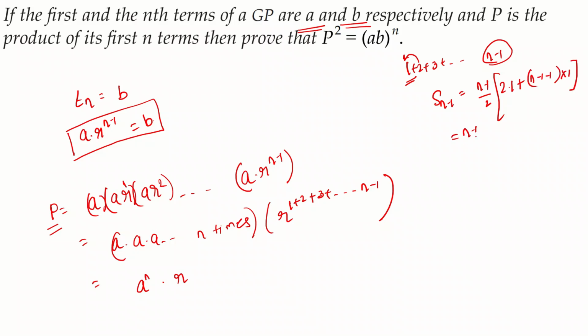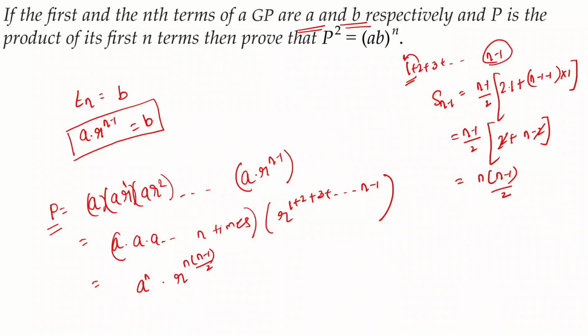So it's n minus 1 by 2. In place of n I'm writing n minus 1 because that is the number of terms. It's 2 plus n minus 2. So 2 and 2 cancel out. I get n times n minus 1 by 2. So r to the power of n into n minus 1 by 2.